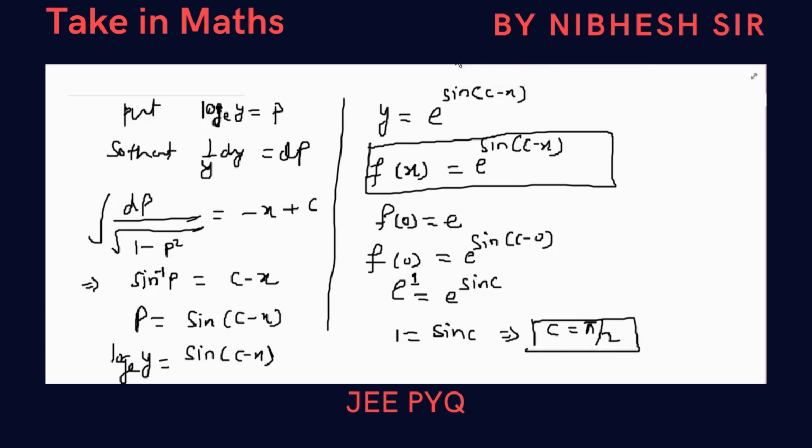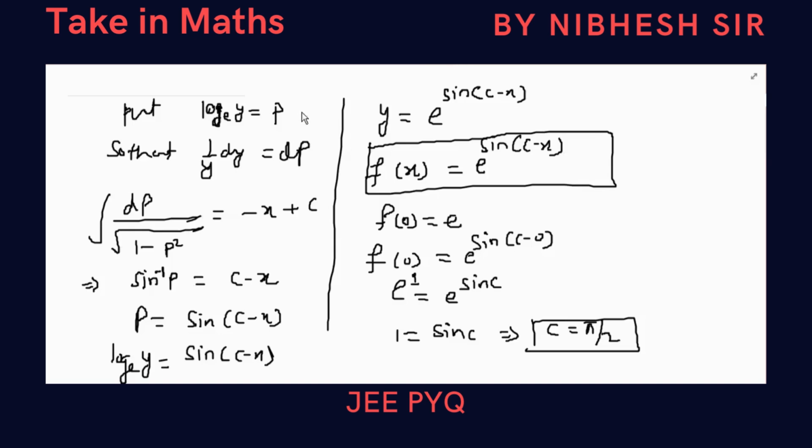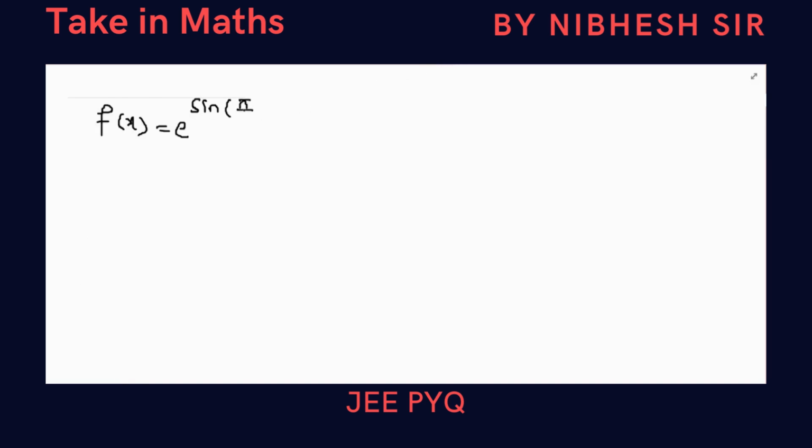Okay, fine. So now what can we write fx as? E to the power sin of c minus x, so I write here pi by 2 minus x. What is sin of pi by 2 minus x? That is cos x. So we get fx as e to the power cos x.